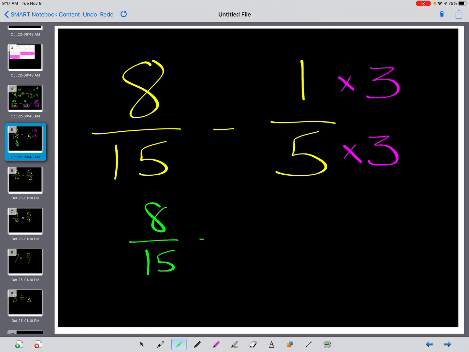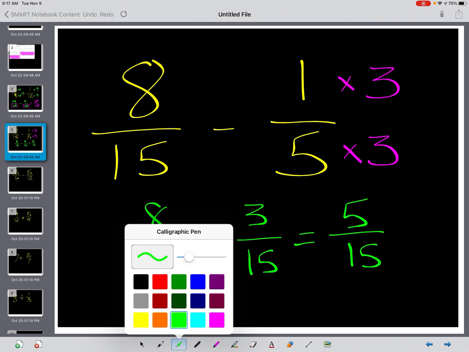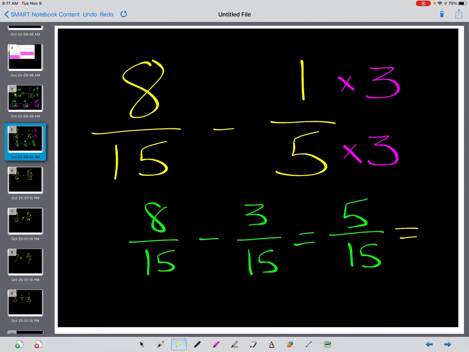So keep the 8/15, leave that alone. 1 times 3, 3. 5 times 3, 15. And now subtract 5/15. You might notice you can easily simplify as well, because 5 goes into 15, and so really the best answer would be to call it 1/3. Although 5/15 is technically correct, if you're asked to simplify, you have to say 1/3.